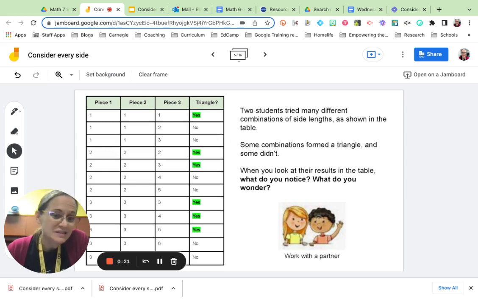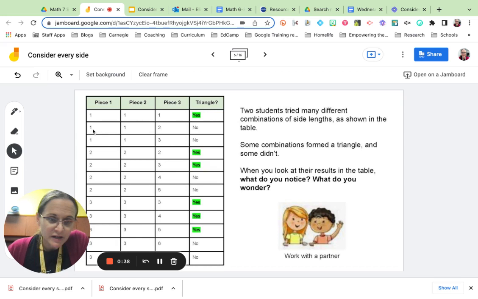They wanted to see, will this combination make a triangle? So first they tried a side length of 1, a side length of 1, and a side length of 1. This was an equilateral triangle where all of the sides measured 1 centimeter. And that made a triangle.